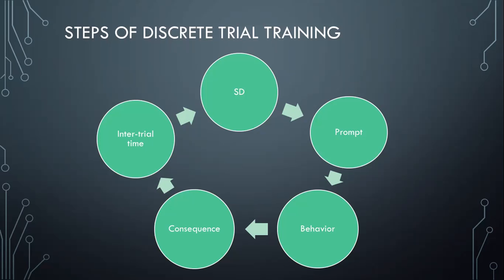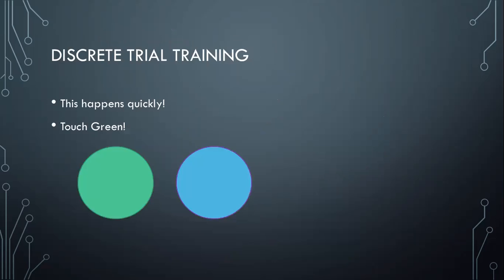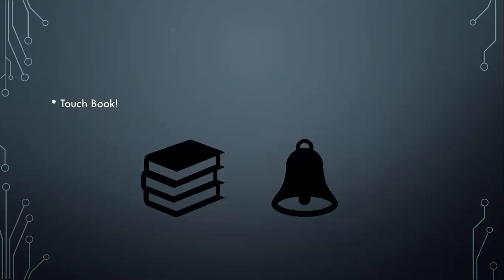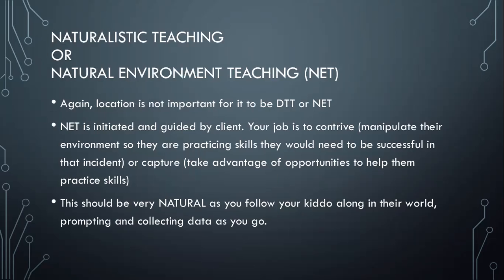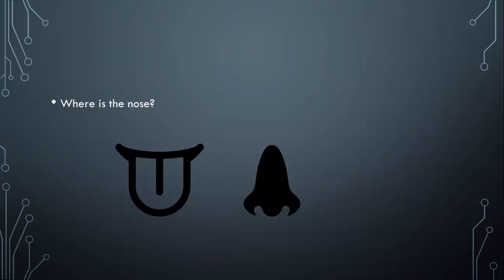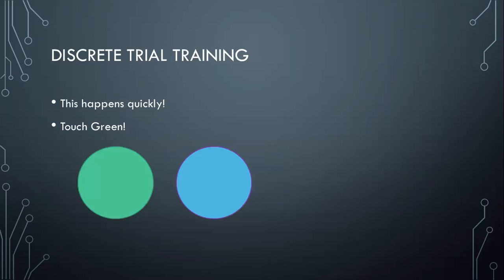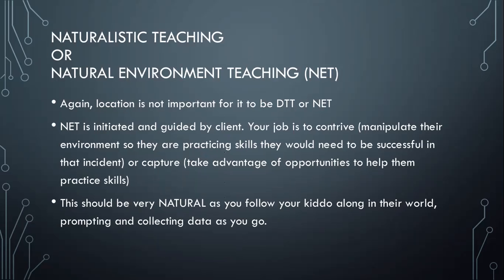Cool. Another important thing about DTT is that it happens quickly, okay? So the next couple of slides are just some really quick DTT targets, like touch green, touch red, touch book. Where's the nose? And they touch the nose, okay? It can happen that quick. Most of the time it probably doesn't. But you don't have to give a Skittle for all 4 of those. I could go through all 4 of those trials and then give a Skittle and they can enjoy their time.